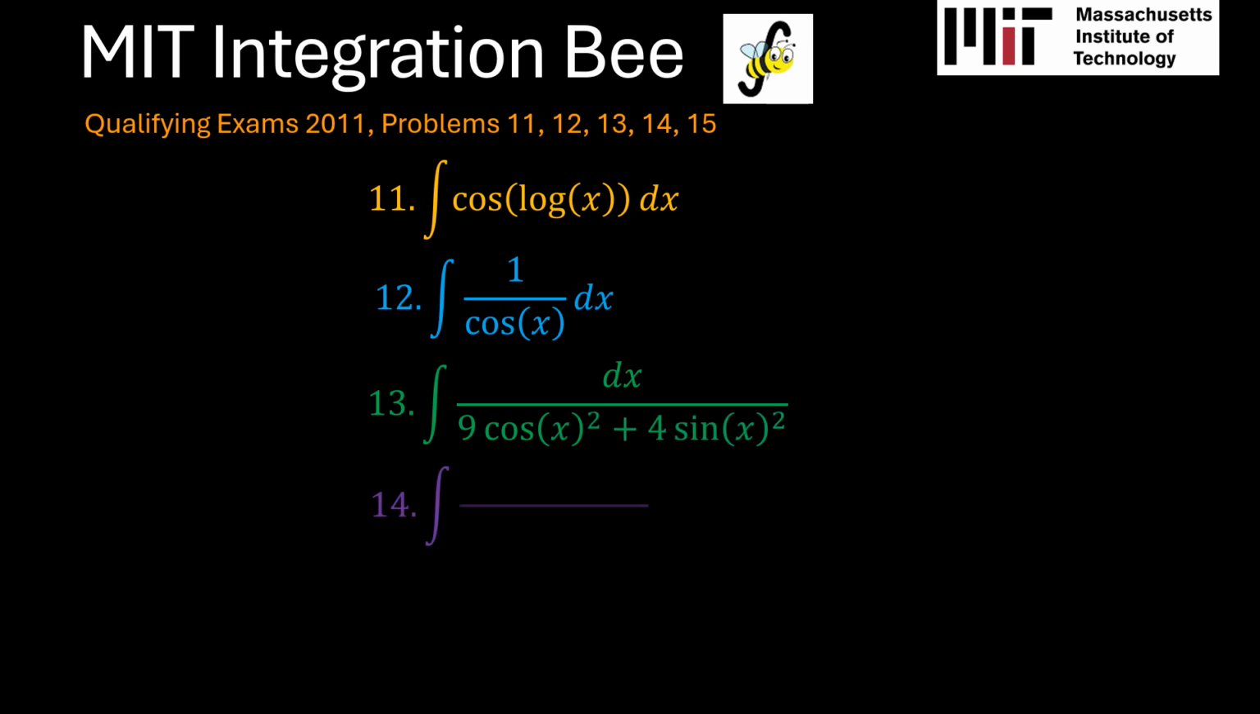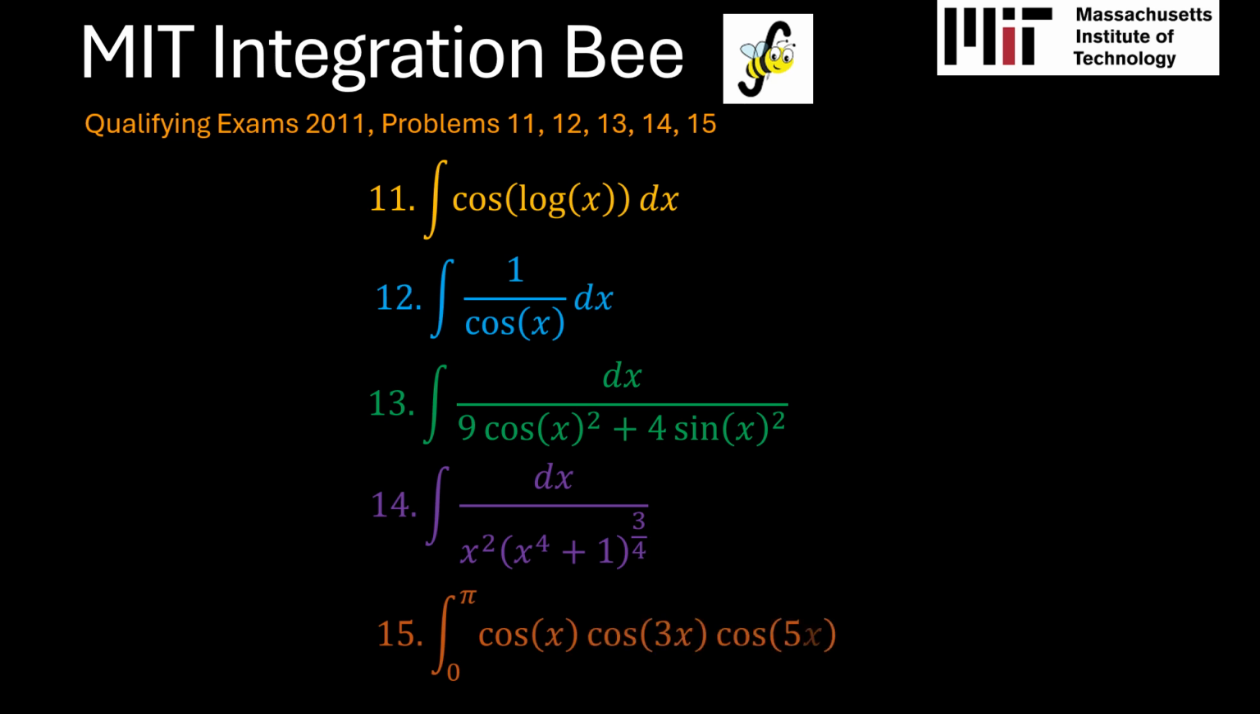Problem 14, indefinite integral of 1 over x squared times open bracket x to the power 4 plus 1 close bracket to the power 3 over 4. Problem 15 happens to be a definite integral from x equals 0 to x equals pi of cosine x times cosine 3x times cosine 5x. So I hope we have some fun solving these problems. They look certainly very interesting, and I hope they do interest you as well.